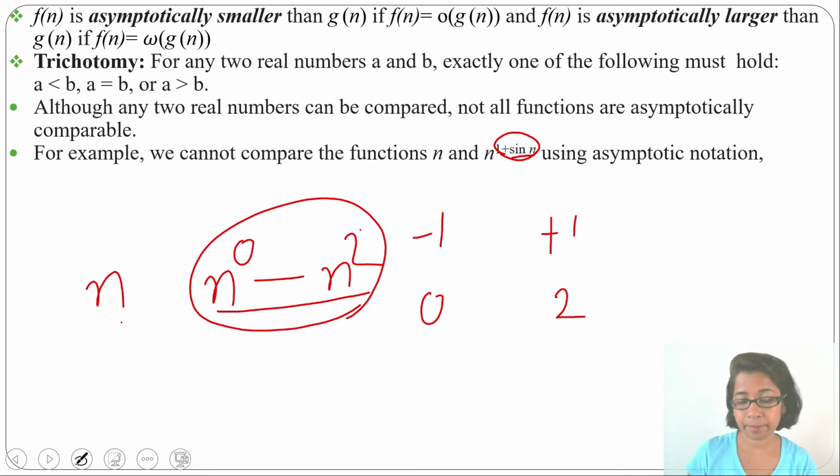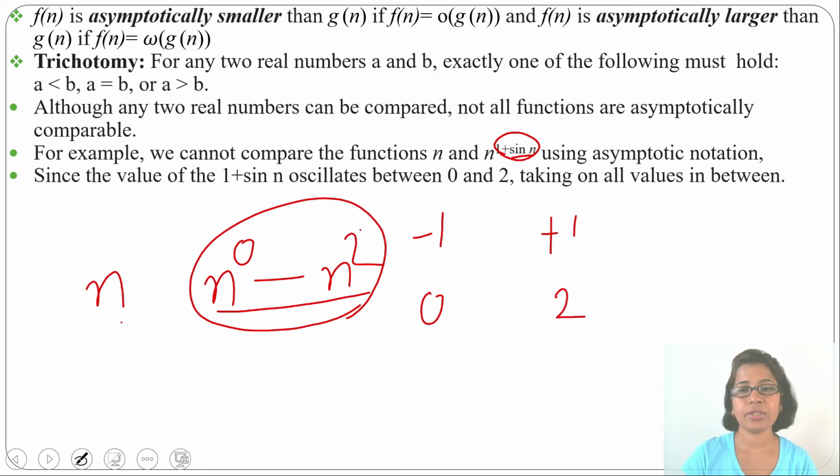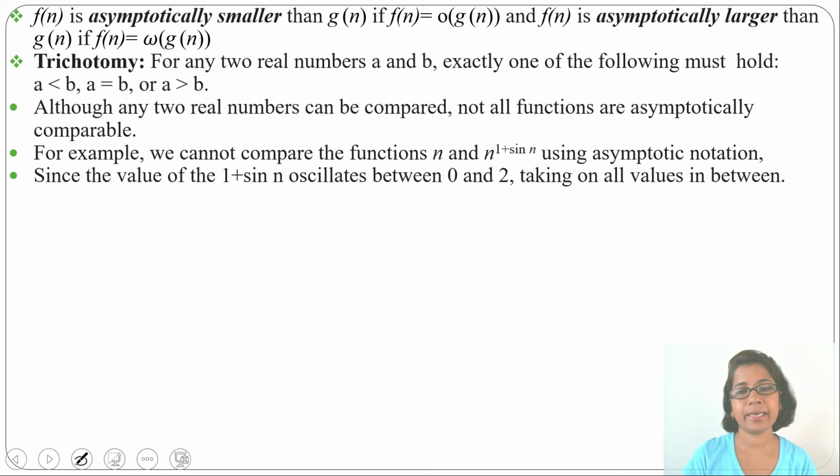So we cannot compare n with n power (1 plus sin n), as 1 plus sin n oscillates between 0 and 2, taking all the values in between. So it's not always possible that we can compare two functions asymptotically. This is important in the GATE exam. A question has been asked from this once, that not every pair of functions is asymptotically comparable.